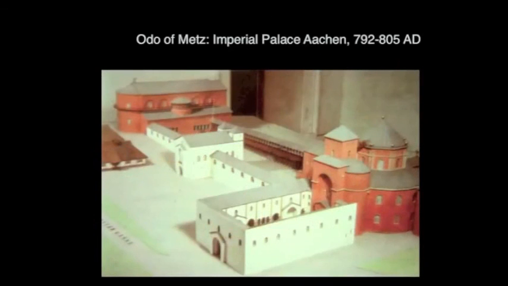So when we talk to you next time, we'll continue our discussion of Carolingian architecture, and specifically we'll talk about the Imperial Palace in Aachen.